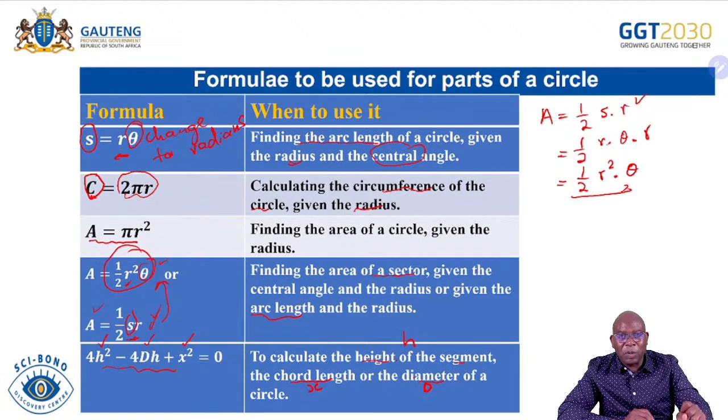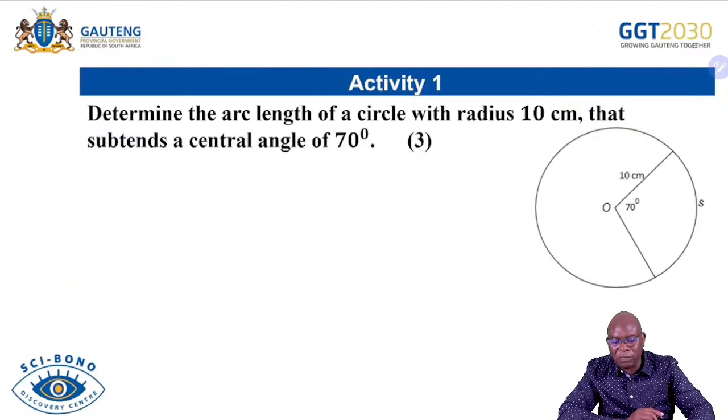So in other words, you must be given two things for you to calculate the third one. If I'm given the chord length and the diameter, I can calculate the height. If I'm given the height and the chord length, I can calculate the diameter. So let's see how we use this formula.